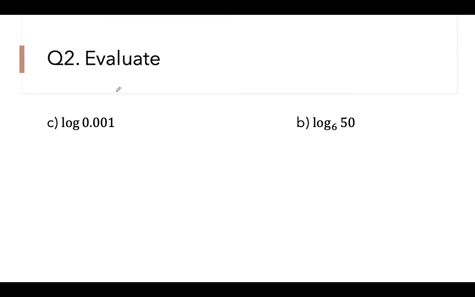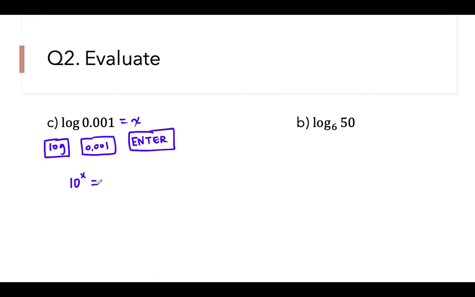Now evaluate, same thing. You can use a calculator. You can just punch in log, and there's no visible base, so the base must be the common base of 10. So on your calculator, you can press log, then 0.001 and enter, and you will get your answer right away. But what if we did not want to use a calculator? Then let's change it into exponential form. 10 to the x is equal to 0.001.